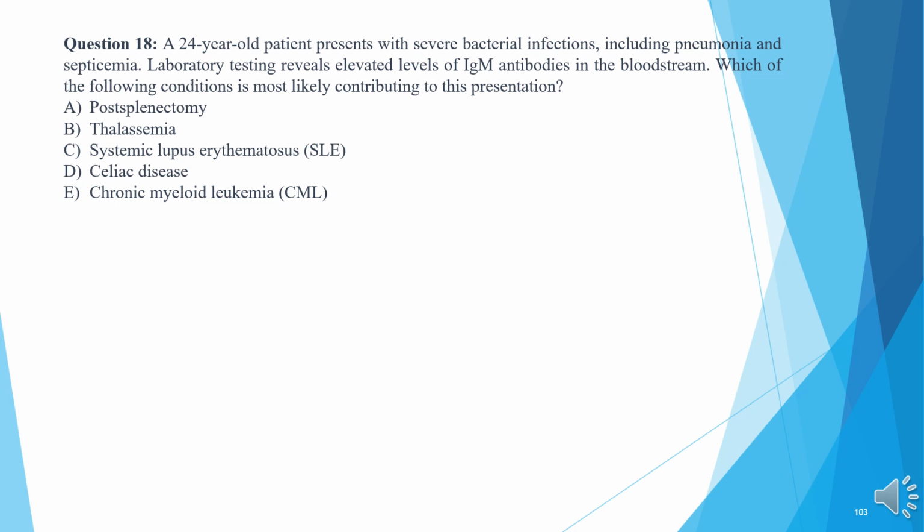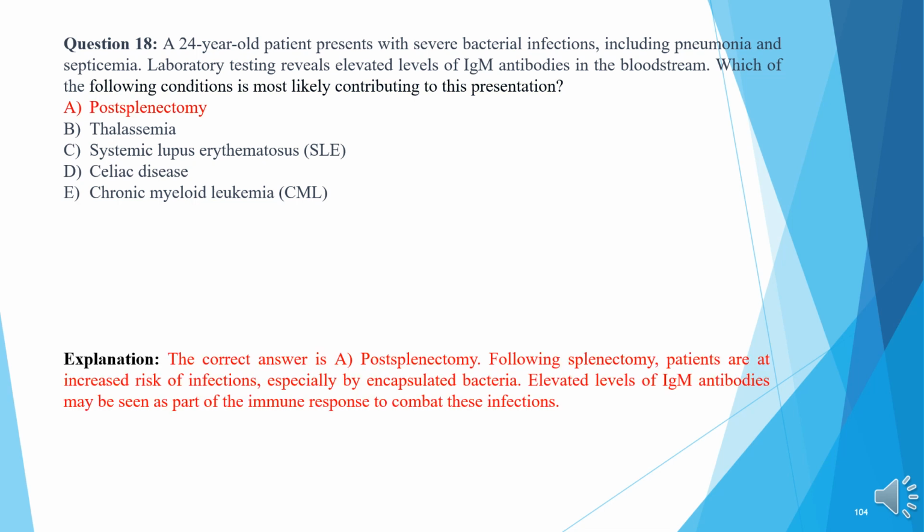A. Post-splenectomy. B. Thalassemia. C. Systemic lupus erythematosus. D. Celiac disease. E. Chronic myeloid leukemia. The answer is A. Post-splenectomy. Following splenectomy, patients are at increased risk of infections, especially by encapsulated bacteria. Elevated levels of IgM antibodies may be seen as part of the immune response to combat these infections.